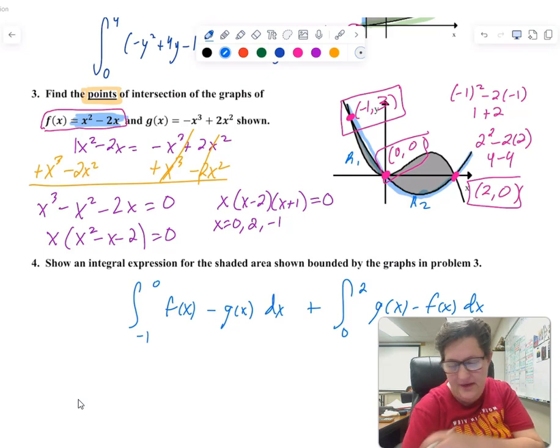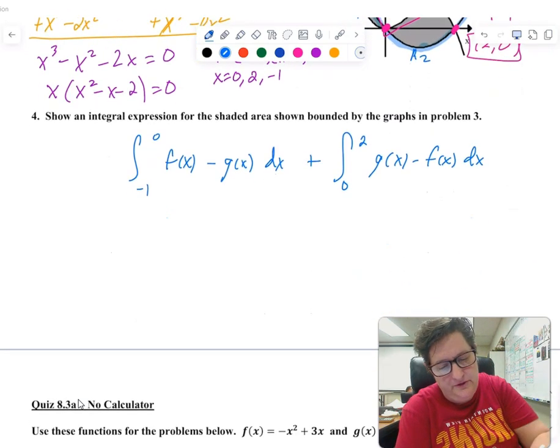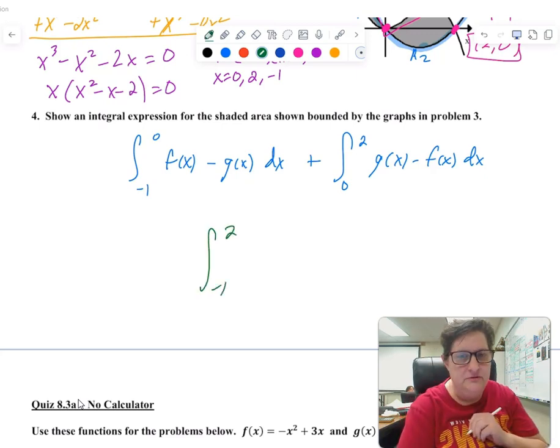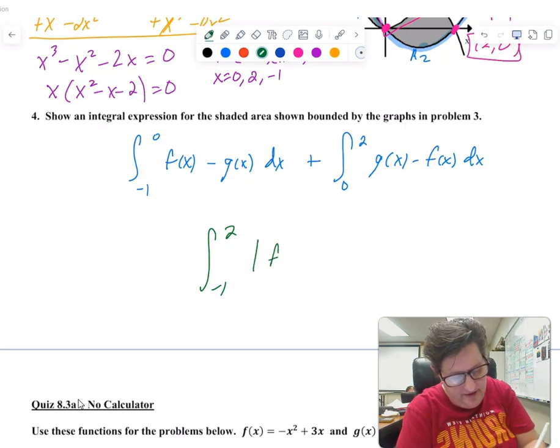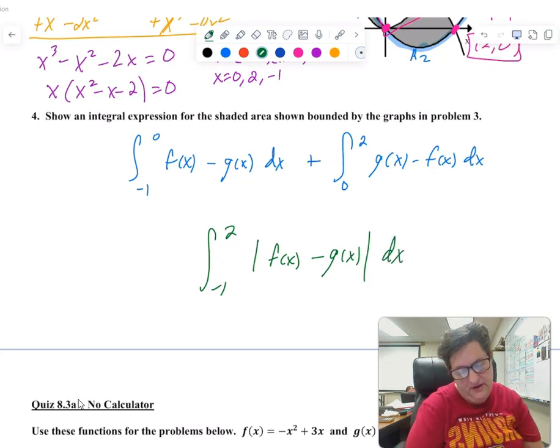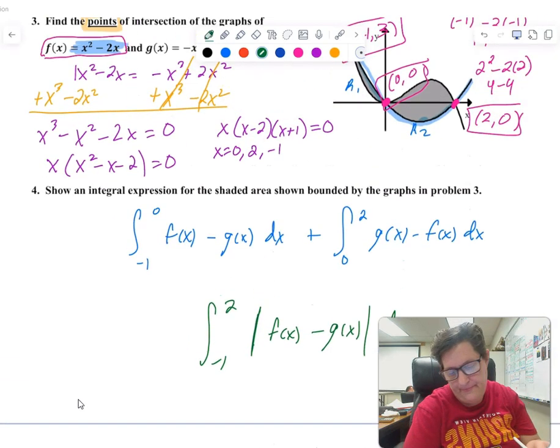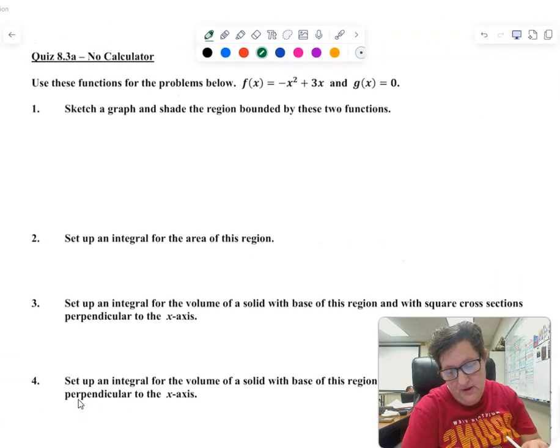Perfect. The other way you can do this, and you only do this when you're working with a calculator, I can go all the way from -1 to 2, and not separate out the integrals. But what you do is you just put an absolute value around it. And it doesn't matter which order you put f of x and g of x in. As long as you have an absolute value, it will give you the same answer. Cool. Let's go on to the next part.